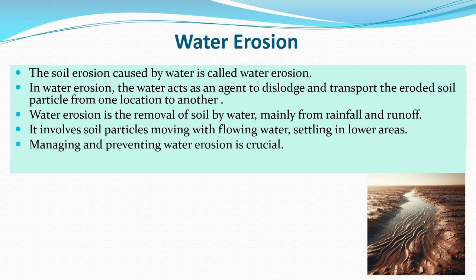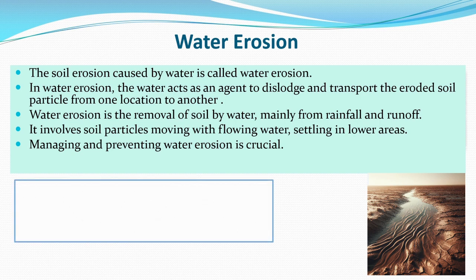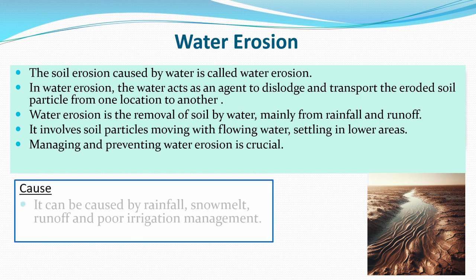Managing and preventing water erosion is crucial. We may have to adopt mechanical measures in order to reduce the erosion caused by water. We may adopt terracing, bunding, or we may also adopt check dams in order to check the water erosion. What are the causes? It is mainly caused by rainfall. It can also be caused by snow melt, runoff and poor irrigation management.